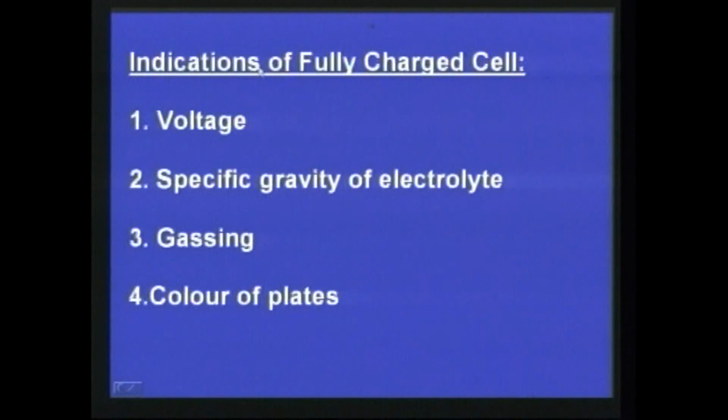The indications of a fully charged cell. So how can we say the cell is fully charged? This we can see by considering the following things. First one is voltage. The second is specific gravity of electrolyte. The third is gassing, and the fourth is the color of the plates.